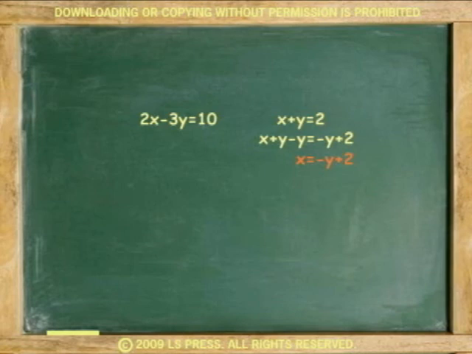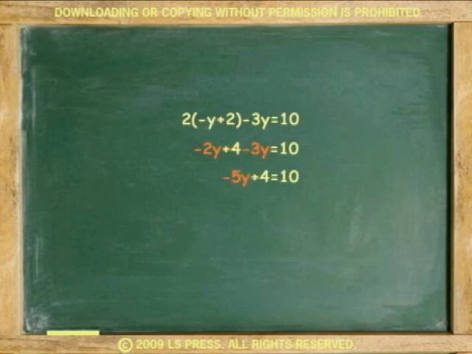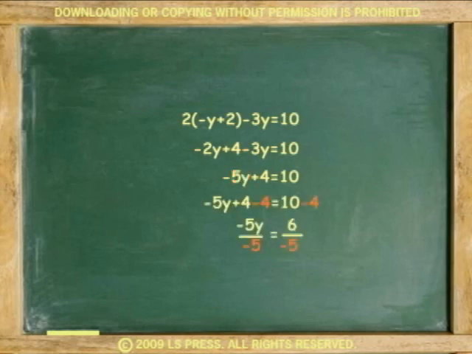Substituting negative y plus 2 for x into the first equation, notice how x in the first equation became negative y plus 2. Doing this gives us an equation without x. Solving for y: 2 times negative y plus 2, minus 3y equals 10. Multiply the contents of the parentheses by 2. Combine like terms negative 2y and negative 3y. Subtract 4 from both sides and divide both sides by negative 5. y equals 6 over negative 5, or negative 1.2.